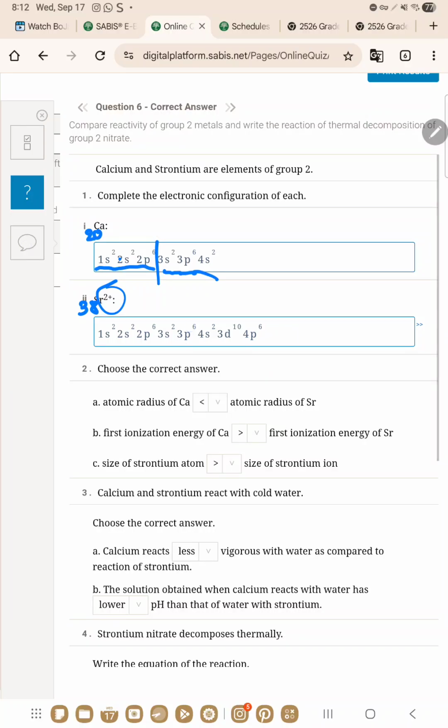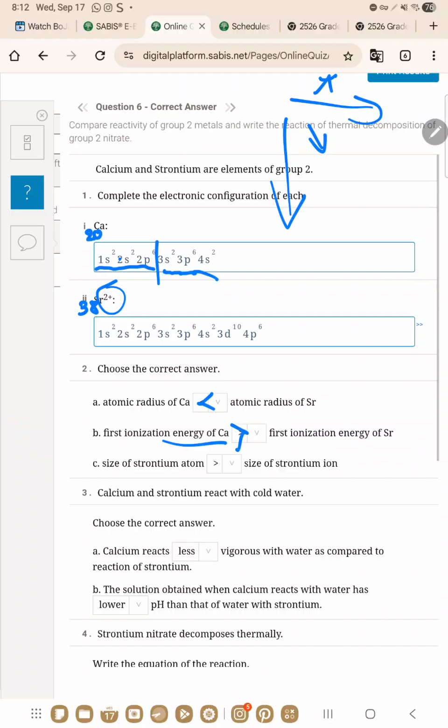So it disappears. The atomic radius of calcium is smaller than the atomic radius of Sr because calcium has fewer protons, so it's gonna have a smaller atomic radius. And it has fewer electrons. So since it has fewer electrons and protons, it is definitely gonna have a smaller atomic radius. First ionization energy of calcium is greater than strontium's because when you go down a group, it decreases. When you go across, it increases. If you did the AP quiz, you would know.